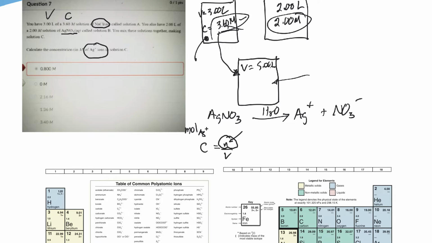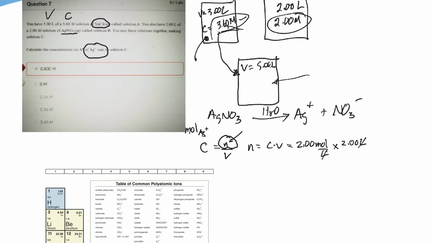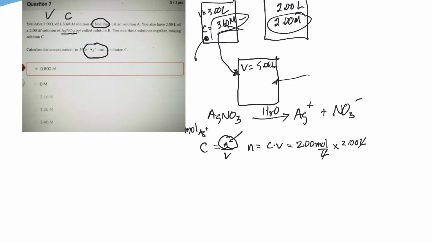Okay, so I'm looking for n, so n is equal to C times V, and the concentration of that second one is 2 molar, so 2.00 moles per liter, times the volume of 2.00 liters, those cancel. And so the moles are equal to 4.00 moles. That's how many moles of silver nitrate I have.